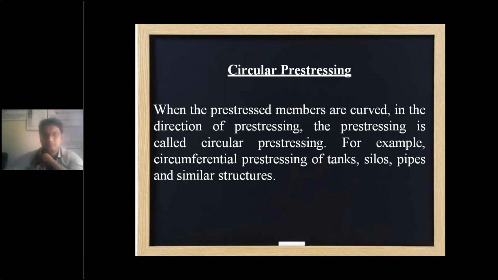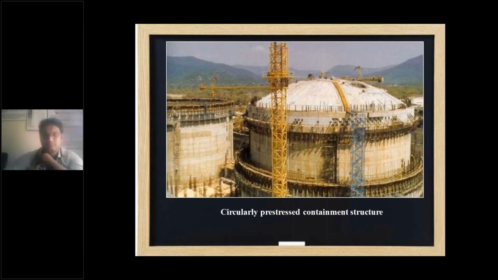Okay, so you can see an example here. This is the best example of circular prestressing, which is a containment structure. A water containment structure. Even the nuclear power plant is in the form of a curved shape, right? A conical shape kind of thing, where they are all supposed to be circular prestressed. Okay, so these are the modes of doing prestressing, whether they are doing pre-tensioning or post-tensioning.